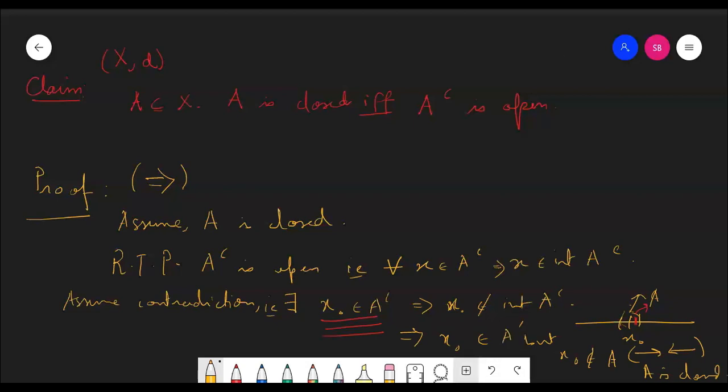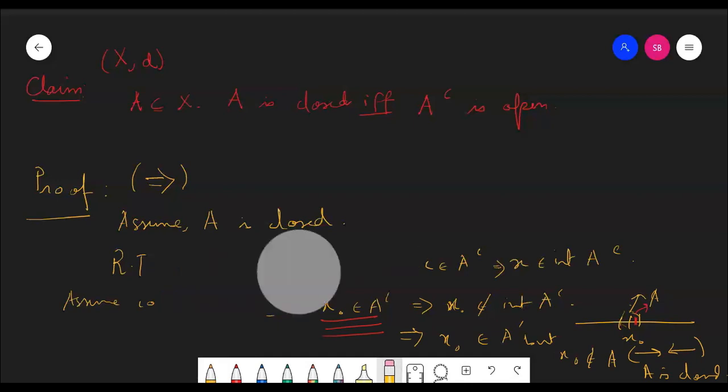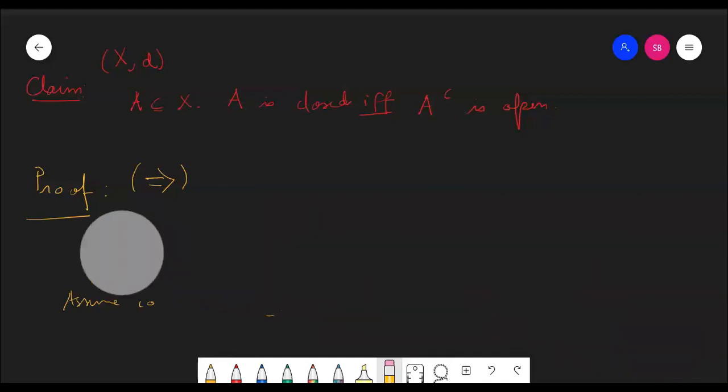For a closed set, all the limit points should be inside the set. But here, x0 is a limit point outside the set. Thus, that is a contradiction. So, A complement is open. Right? So, this was our forward direction. Okay. So, let's try to prove the reverse direction.